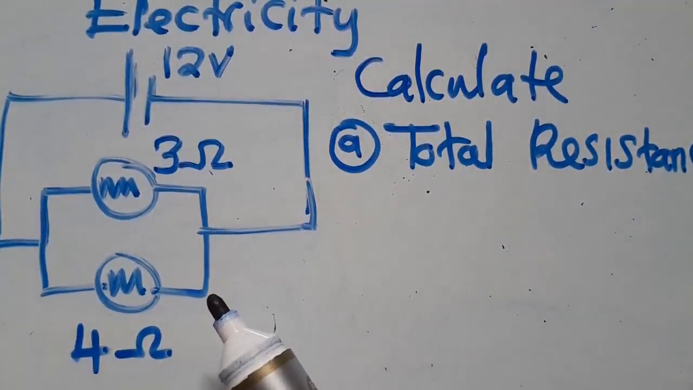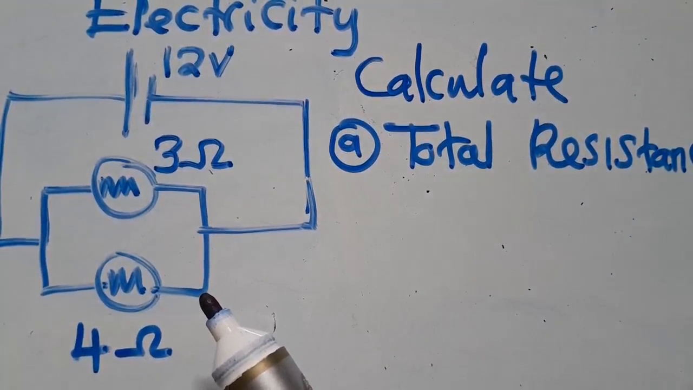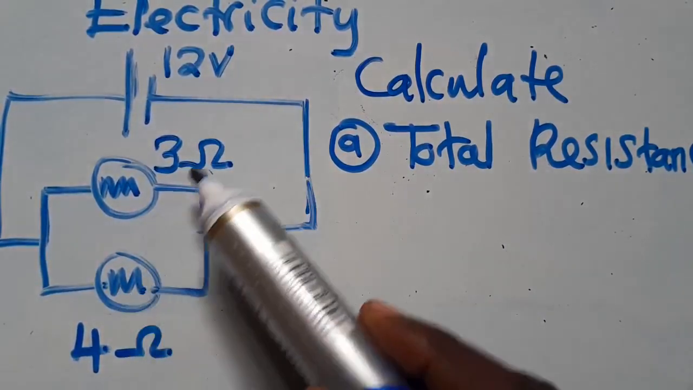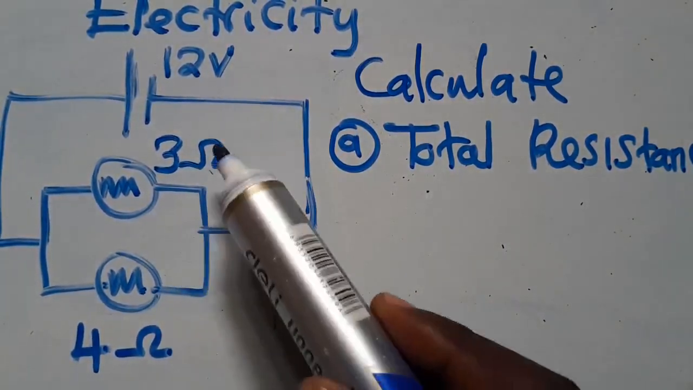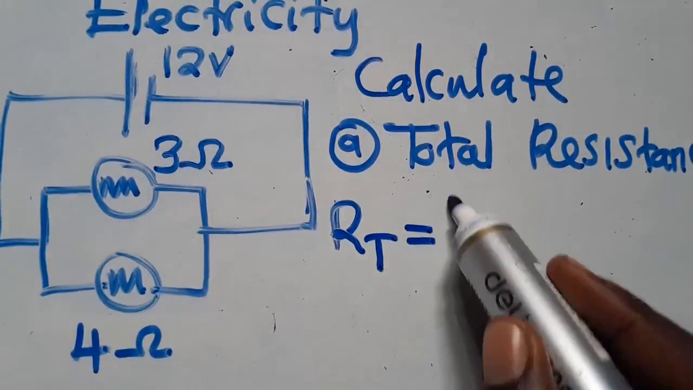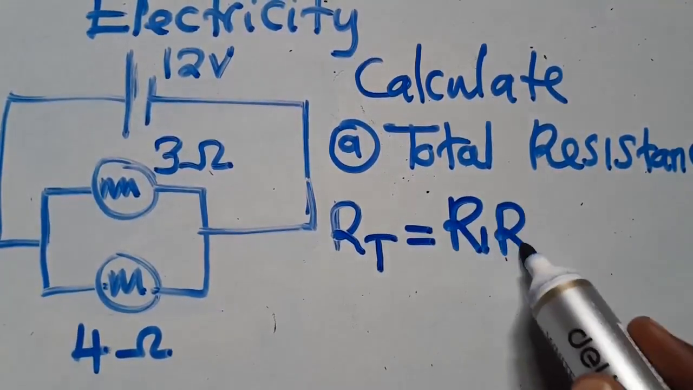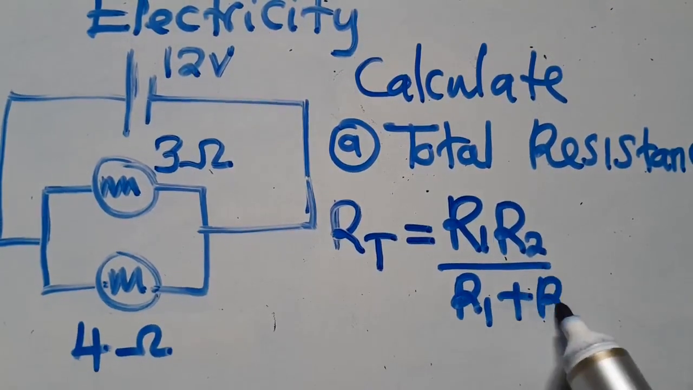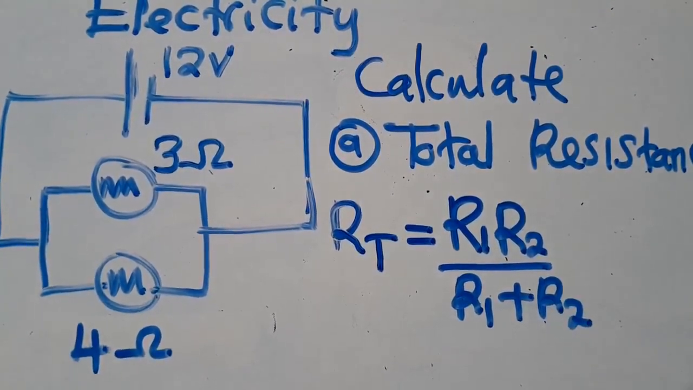Before we do anything, we need to consider what we are given. We are given these two resistors. Whenever you are given two resistors, this is the formula that you need to use.